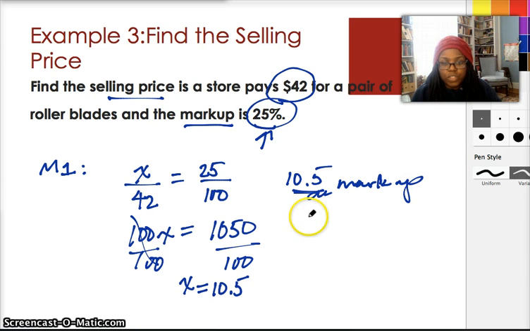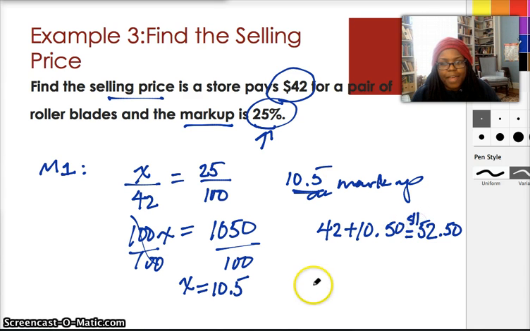So this is the first step. I have to do that. And then the second step is to go back and take $42, add the $10.50, and I get that I'm going to be spending $52.50 if I go to the store to buy these rollerblades.